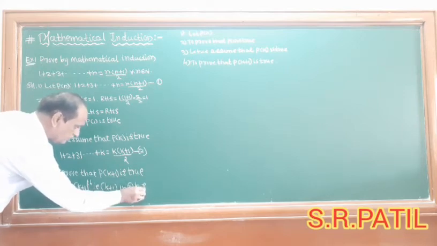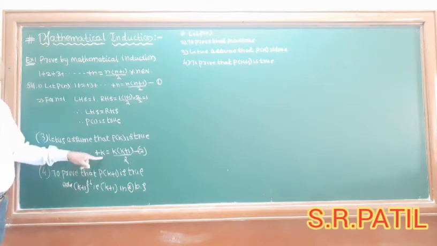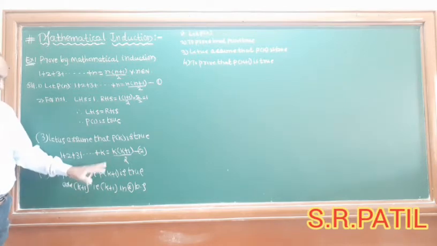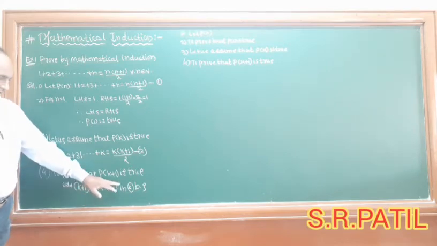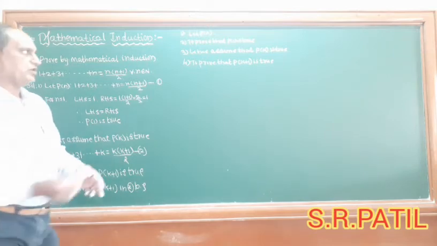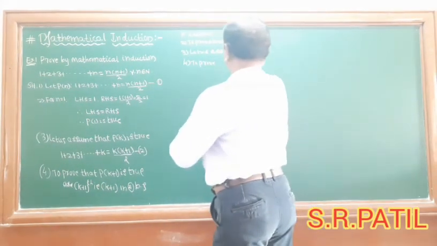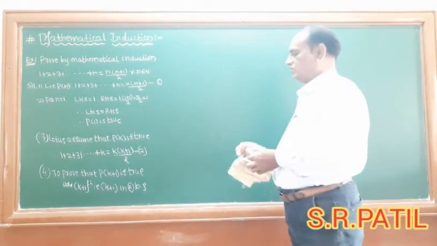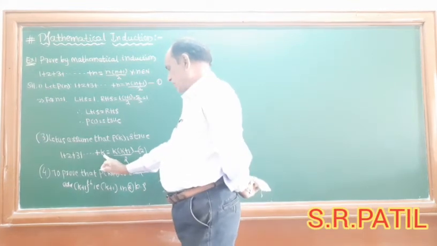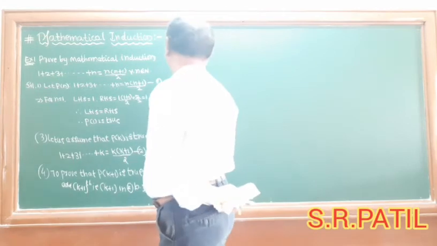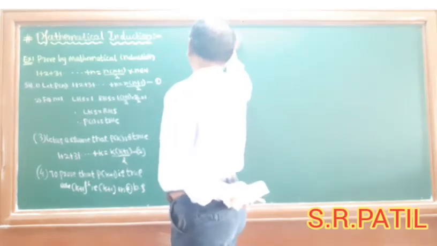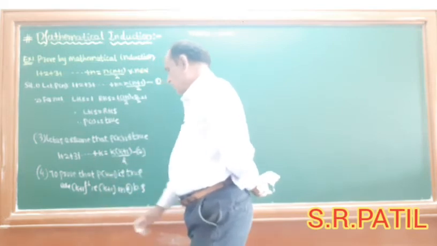On both sides, add the k plus 1 th term, that is k plus 1, on both sides of equation number 2. On the LHS we have 1, then plus 2, plus 3, then up to and so on, k is there, and we add the next term k plus 1.